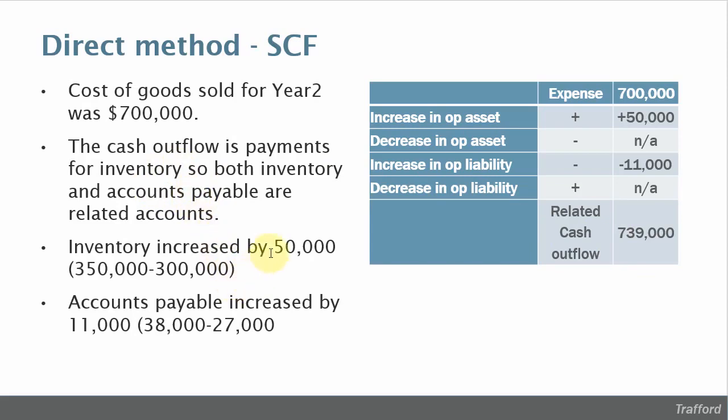Inventory increased by $50,000. It's an asset account, so since it increased, the chart tells us to add that. Accounts payable increased by $11,000. It's an increase in a liability. The chart tells us to subtract that. So $700,000 plus 50 minus 11, this gives us cash payments for inventory of $739,000.